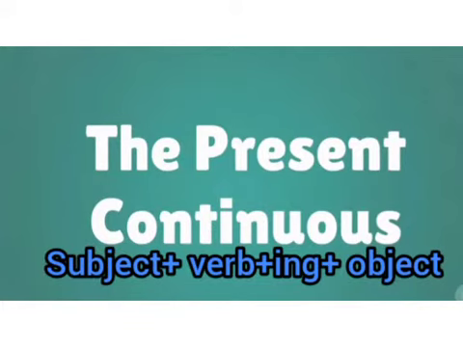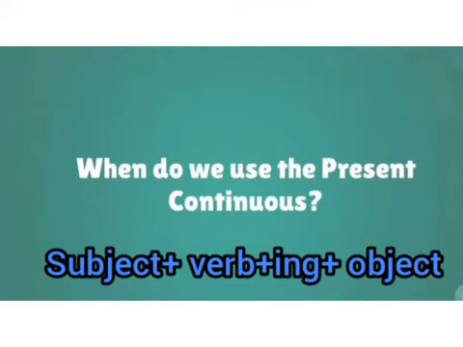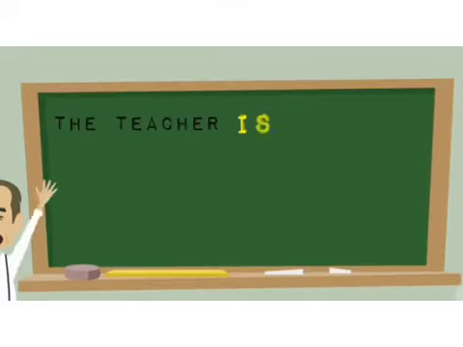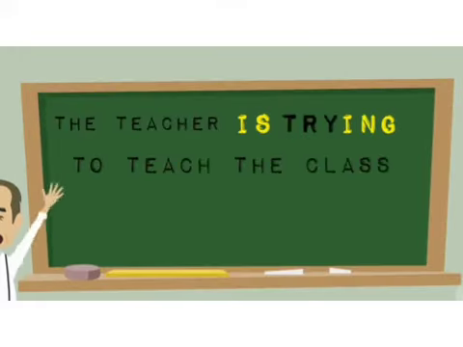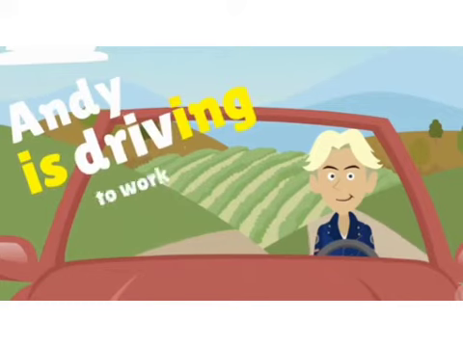Now let's move on to the present continuous tense. When do we use the present continuous? Number 1. To describe something happening right now that has not come to an end. Still, it's going on. Here we go with the example. The teacher is trying to teach the class. Here is trying is a continuous tense.